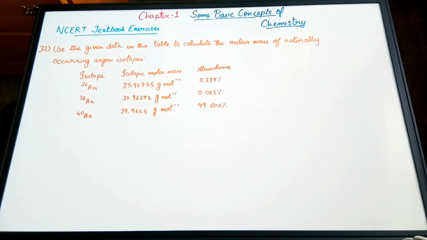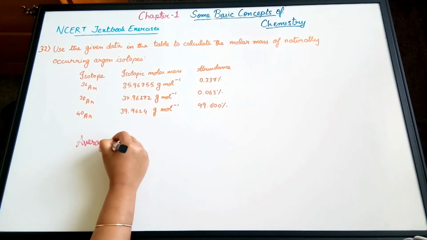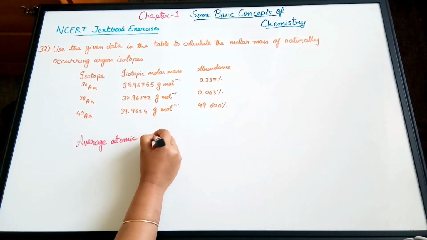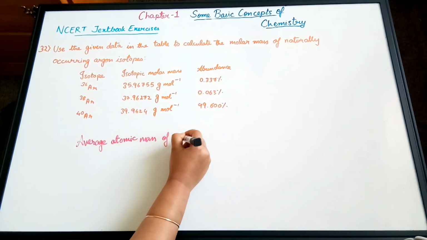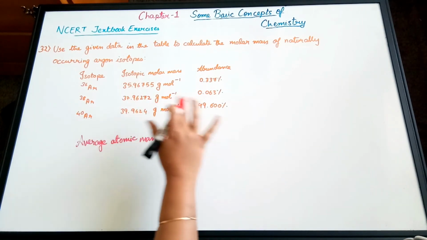So there was a detailed explanation about this that we did, and we took the example of carbon isotopes and we'd done the same problem. So there we calculated the mass of 100 atoms first and then divided it to find out the mass of just one atom. So instead we are going to be doing just one step. So average atomic mass of argon will be equal to the isotopic molar mass into the abundance.